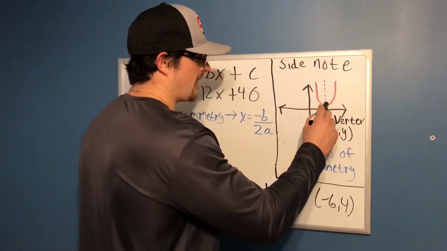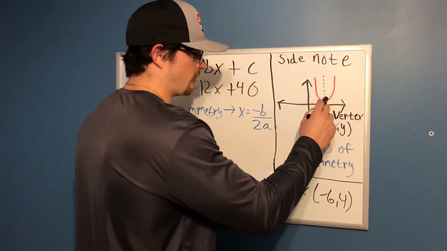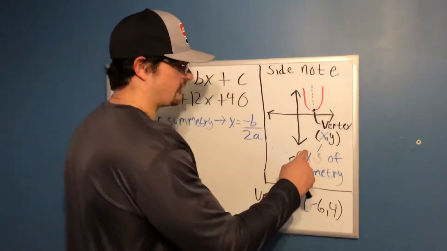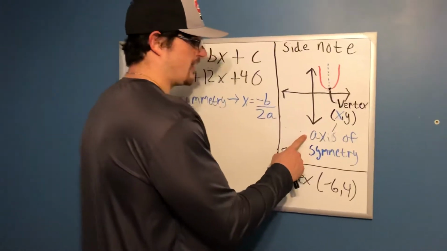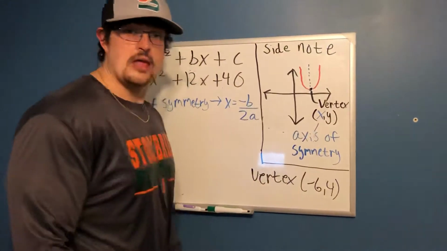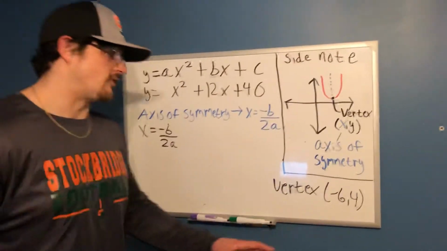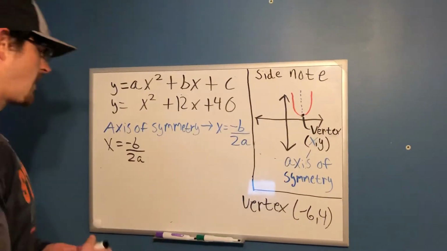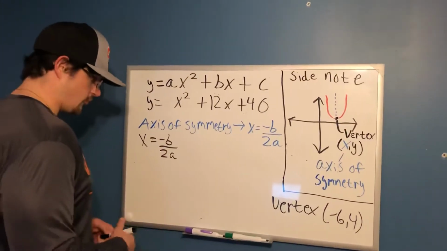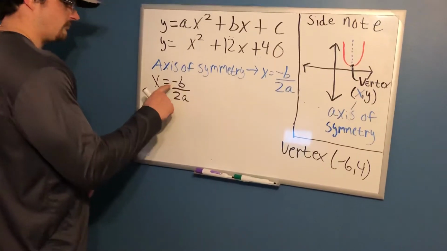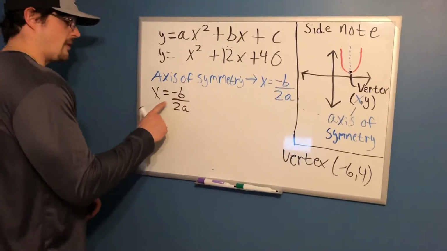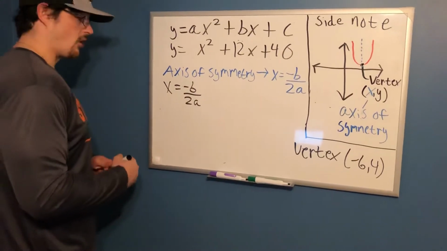Every parabola has a vertex, which is the point right there. It's an ordered pair, an x and a y coordinate. The axis of symmetry is the x coordinate of the vertex. So how do you find that? You use the formula x equals negative b divided by 2a.